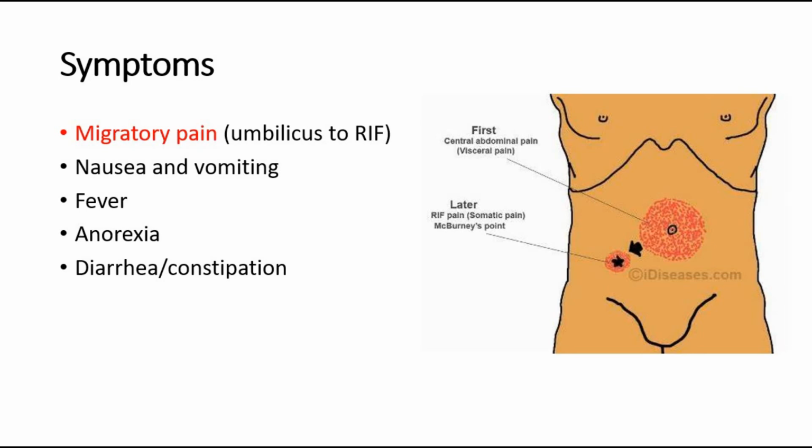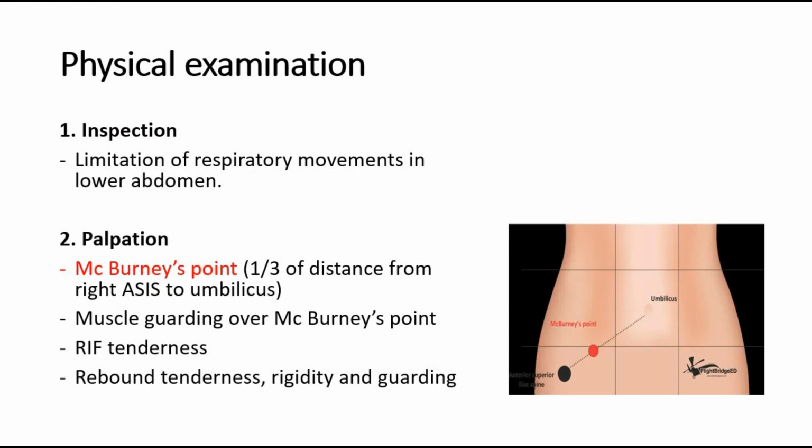For nausea and vomiting, it almost always occurs after the pain. If nausea and vomiting is before the pain, it is more suggestive of intestinal obstruction instead of appendicitis. For physical examination, we can do inspection and take note of any limitation of respiratory movements in the lower abdomen to suggest acute appendicitis.